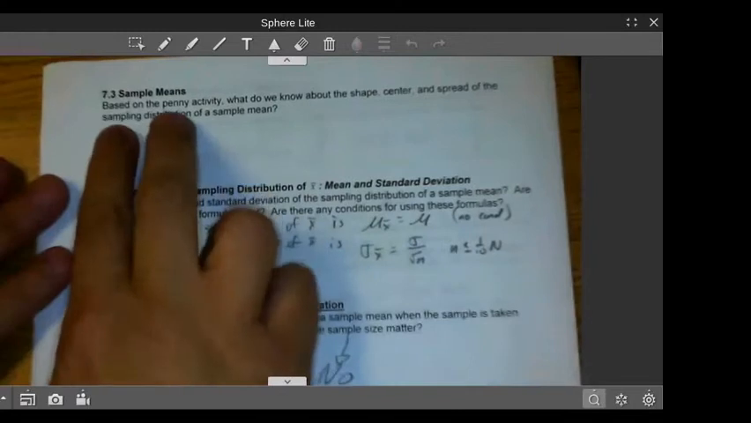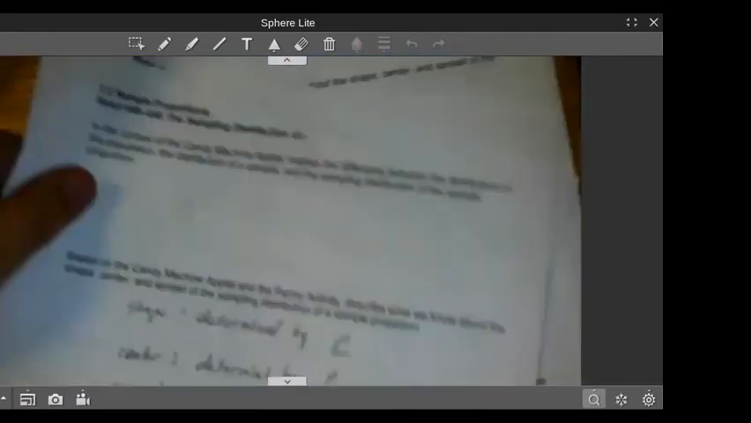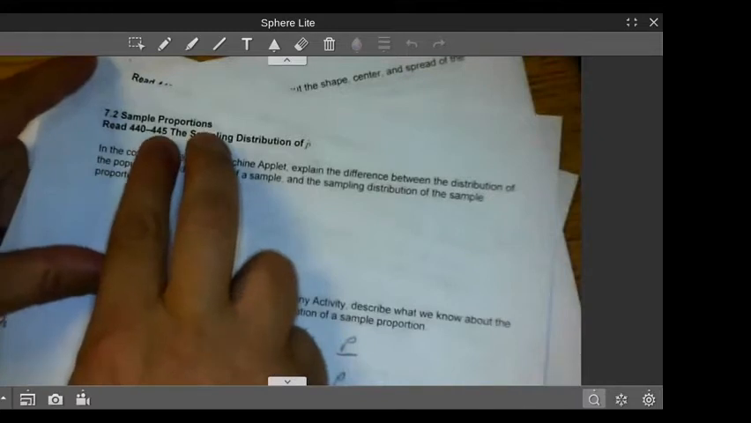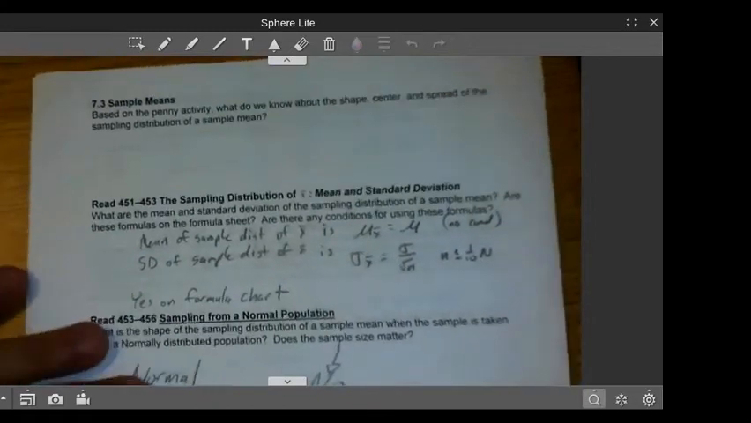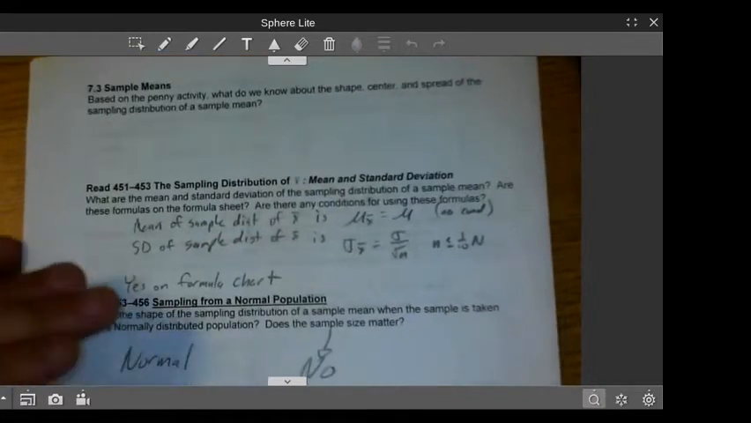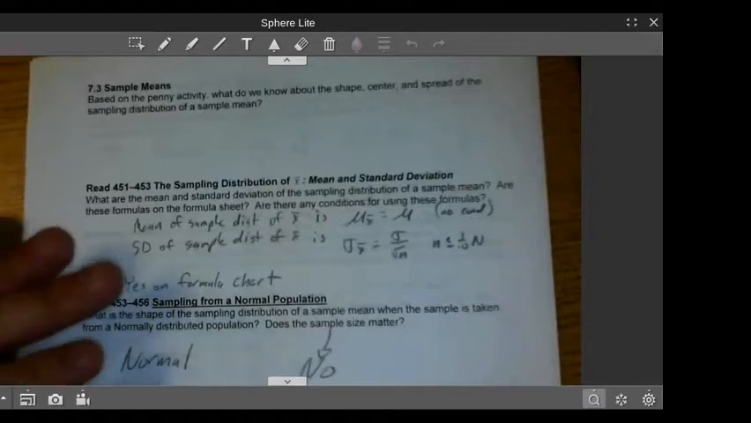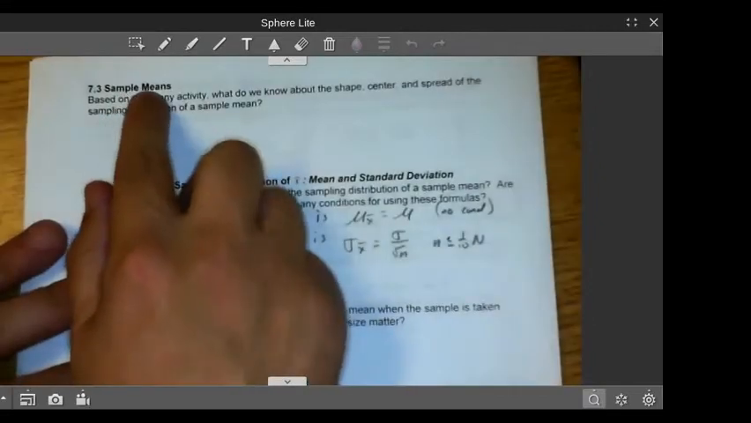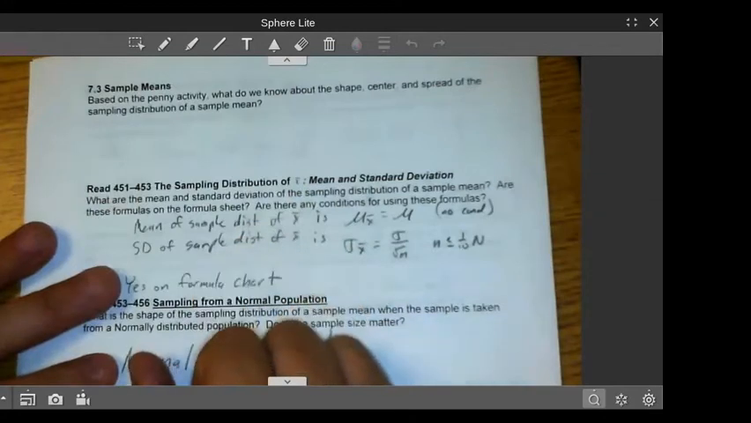Sample means. All right, so 7.2 was sample proportions, and this is how units 7, 8, 9, and 10 work. The first day is the nuts and bolts of what we're going to be doing. Then the second day is going to be proportions, that's when we do percentages, or they might just tell you proportions. And then the third one is going to be means. Means is when they give you the average, like 17.5. 17.5 is the average number of shoes by IHS student, instead of 72% of the students have at least 17.5 pairs of shoes.